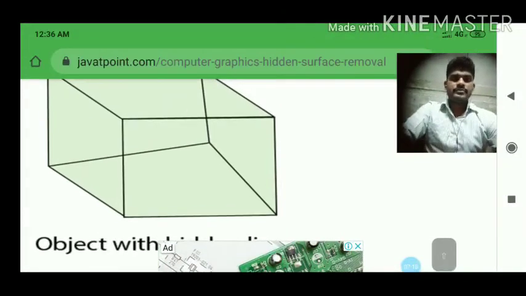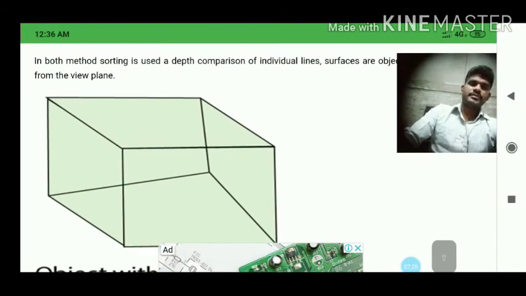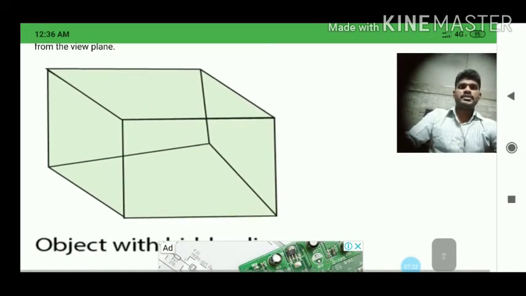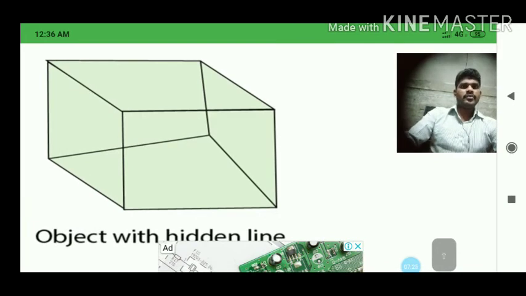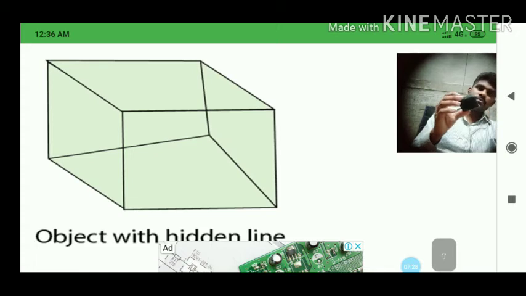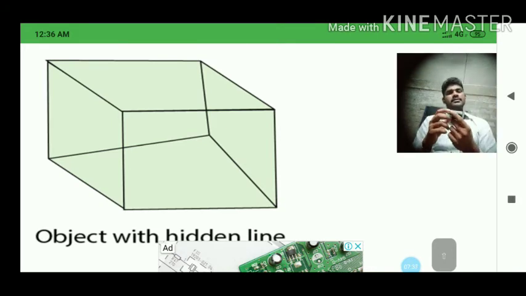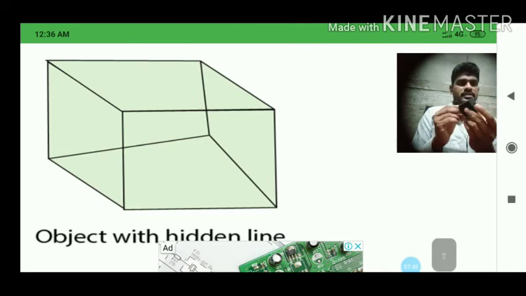Look at the picture. Same object I am showing here. This is the object. This is a cube. This is also a cube, because there are 6 sides: 1, 2, 3, 4, 5, 6. 6 spaces are there.